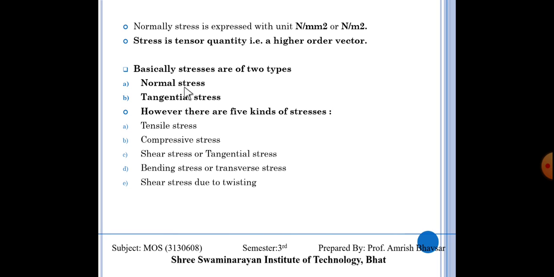Now, basically stresses have two types: normal stress and tangential stress. However, there are 5 kinds of stresses generally acted on a body, that is tensile stress, compressive stress, shear stress, bending stress, and shear stress due to twisting, that is called torsion.